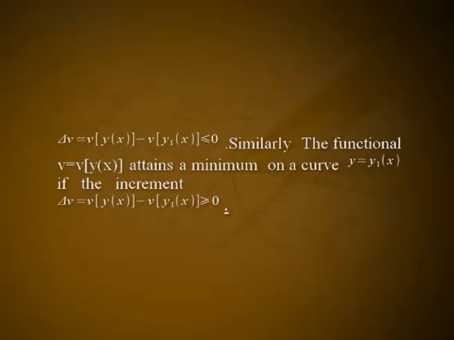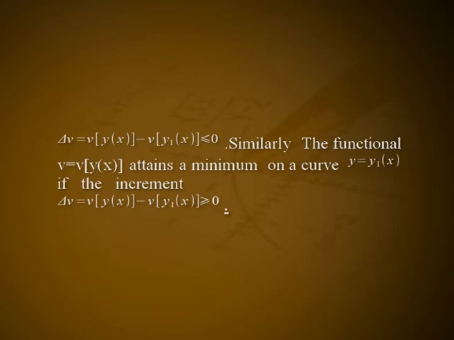Thus, as we have defined the maximum value of a function, we can define the maximum value of a functional. The functional v = v[y(x)] attains a maximum on a curve y = y1(x) if the values of v[y(x)] on any curve close to y = y1(x) do not exceed v[y1(x)]. That is, the increment delta v = v[y(x)] minus v[y1(x)] is less than or equal to 0.